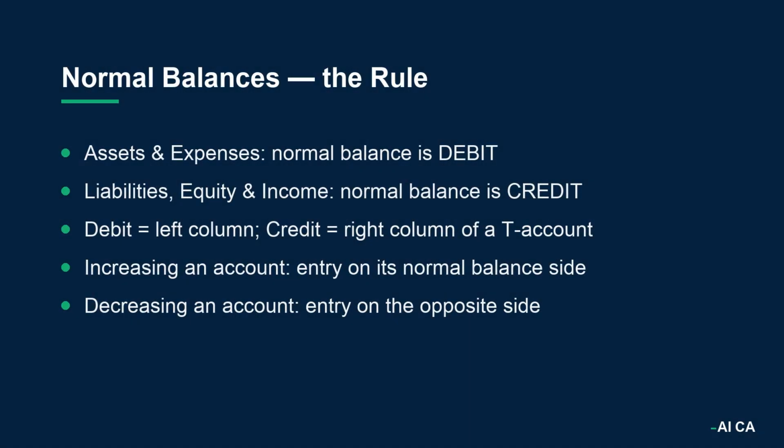Here is the rule stated precisely. The left side of the equation, assets, increases with a debit and decreases with a credit. The right side, liabilities and equity, increases with a credit and decreases with a debit. Income sits inside equity on the right, so income increases with a credit. Expenses reduce equity. They sit on the left conceptually, so expenses increase with a debit. This is not arbitrary. It is a direct consequence of which side of the equation each account lives on.